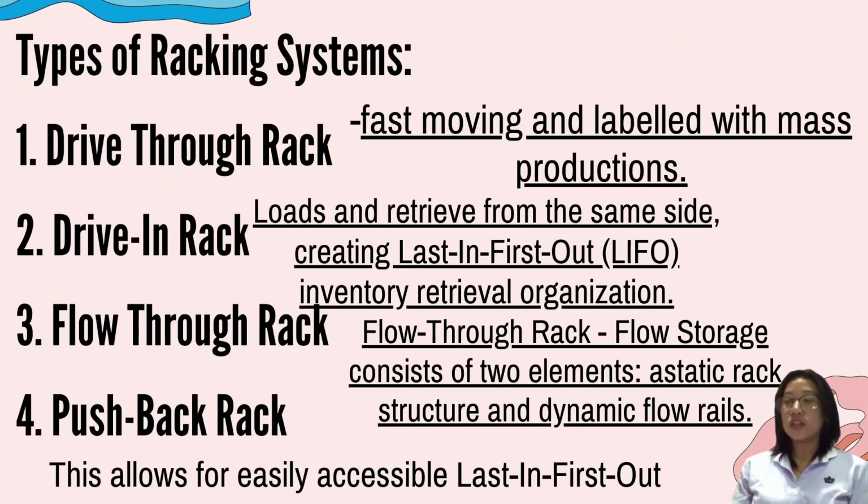Types of racking system. 1. Drive-through rack, fast-moving and labeled for mass production. 2. Drive-in rack, loads and retrieves from the same side, creating last in, first out inventory retrieval organization. 3. Flow-through rack, flows to storage, consists of two elements, static rack structure and dynamic flow rails. 4. Pushback rack. This allows for easily assembled last in, first out.